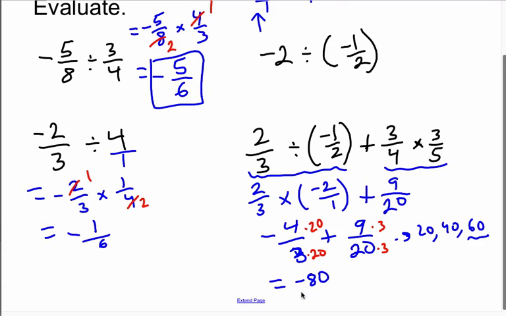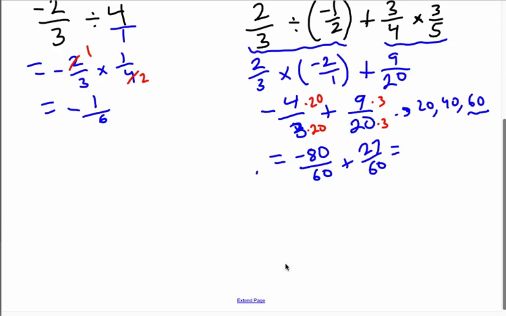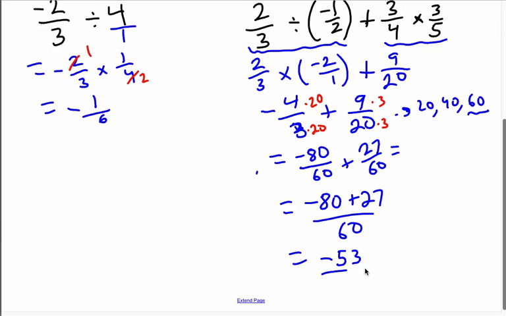And I'm going to have -80 out of 60 plus 27 out of 60. So this is going to give me -80 plus 27 out of 60. Now what's -80 plus 27? We're going to get -53 out of 60. So that's your final answer for that one.